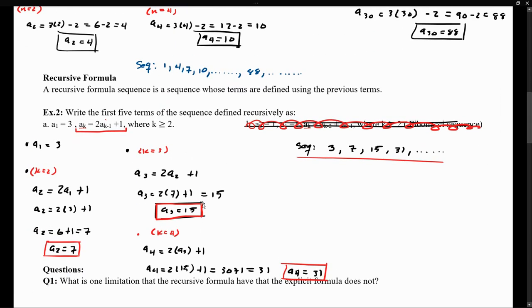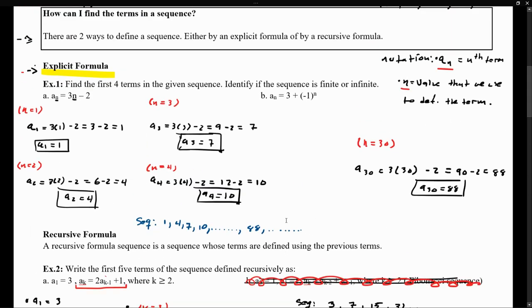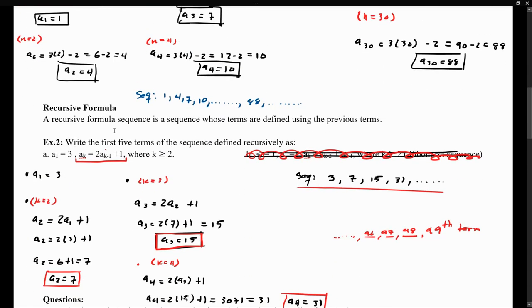So right now, for me to know the fourth term, I need to know the third term. But in order for me to know the third term, I need to know the second term. And for me to know the second term, I need to know the first term. So notice that if I want to find the 99th term, I need to already define the 98th term, and to define the 98th, I need the one that came before that. So it's just faster for us to start using the explicit formula instead of the recursive formula.